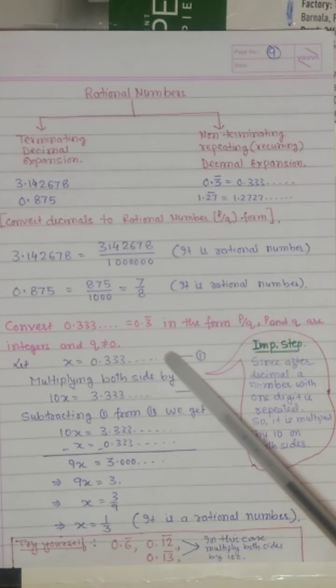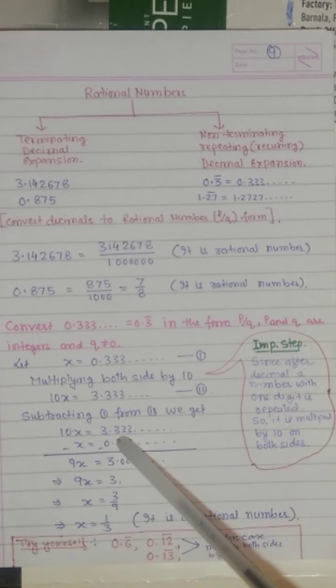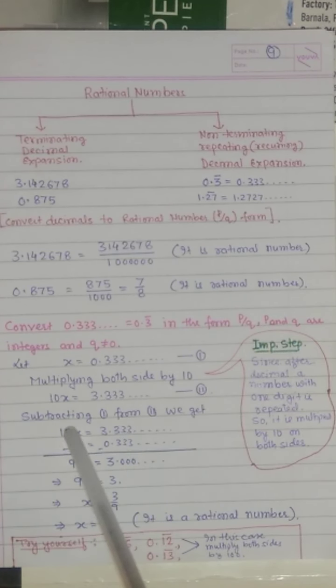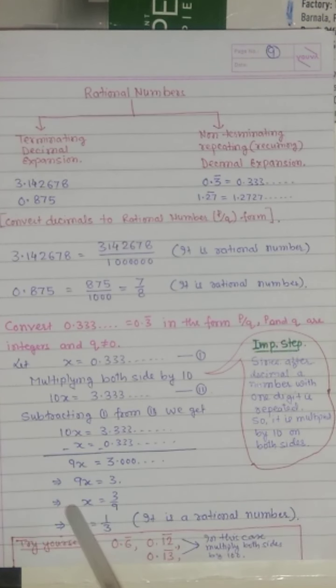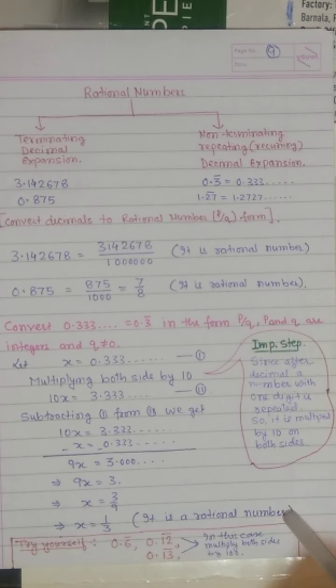Now subtract equation 1 from equation 2. Let's see the subtraction here. 10x equals 3.333 and x equals 0.333. On subtracting we get 9x equal to 3, so x equals 3 by 9, x equals 1 by 3. It is a rational number in the form p by q, where p and q are integers and q is not equal to 0.